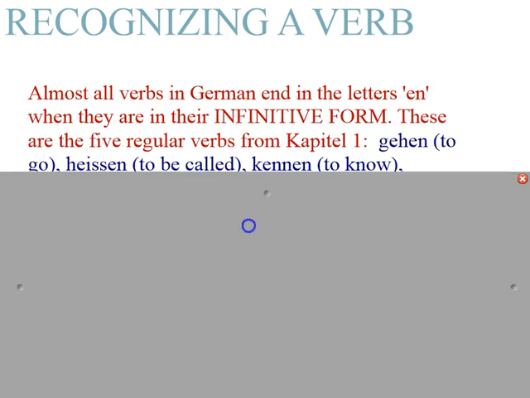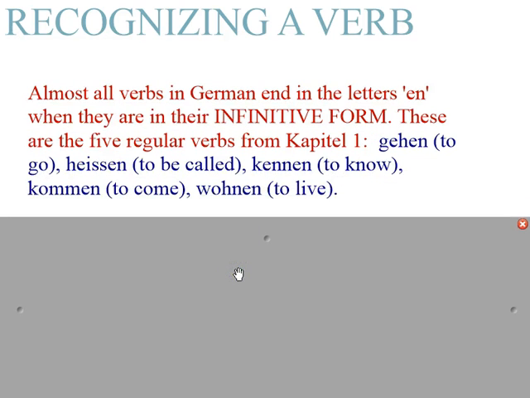Before you can conjugate, you need to know how to recognize a verb in German. Almost all verbs in German end in the letters en when they are in their infinitive form. These are the 5 regular verbs from Kapitel 1 or Unit 1. Gehen, heißen, kennen, kommen, and wohnen. You will notice that they all end in en, and again, that's the infinitive form.